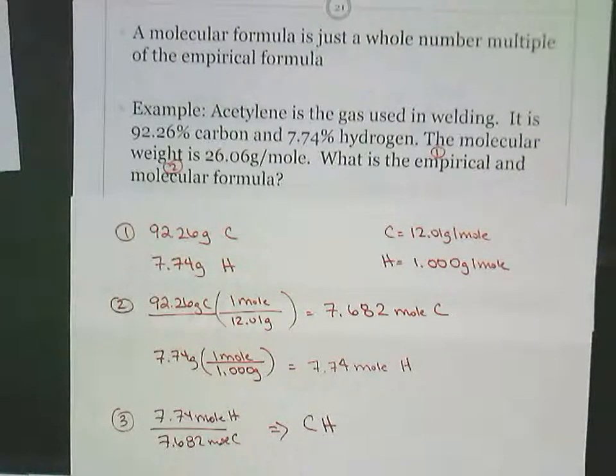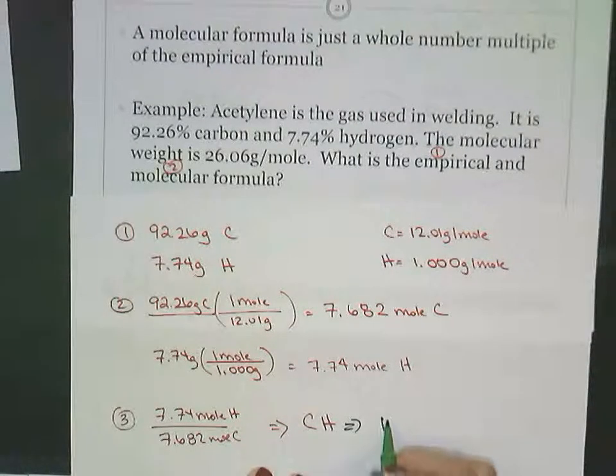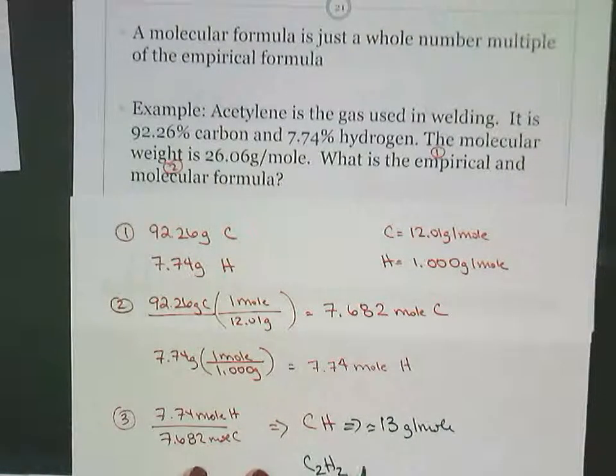What would be the overall molar mass of a carbon-hydrogen molecule? It would be 13, right? But I know that the overall weight is 26. So how do I get from 13 to 26? The easiest way: I double it, and I double both of them. So what is my accurate molecular formula? This has a weight of 13 or so grams per mole, so it must be C2H2 to get to about 26.